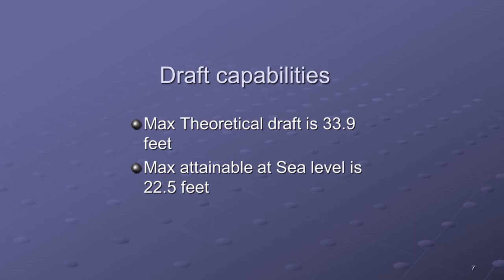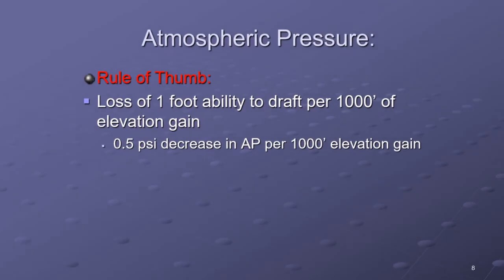We keep referencing sea level. We reference sea level because it's a given point where that atmospheric pressure is basically at its highest. The lower you are in elevation, the more air you have stacked on top of you, and therefore atmospheric pressure is higher. If you were at a place below sea level, you would have more atmospheric pressure. The rule of thumb here still applies, even if you were going downhill, but that's not really what we tend to do. Typically, we go up in elevation, and you will lose 1 foot of draft ability per 1,000 feet of elevation gain.